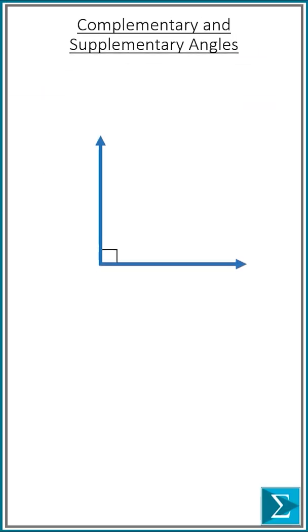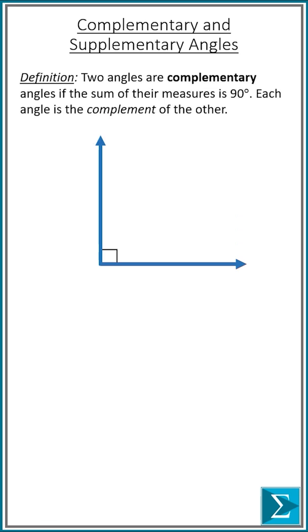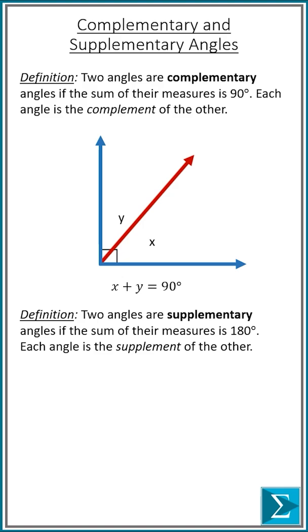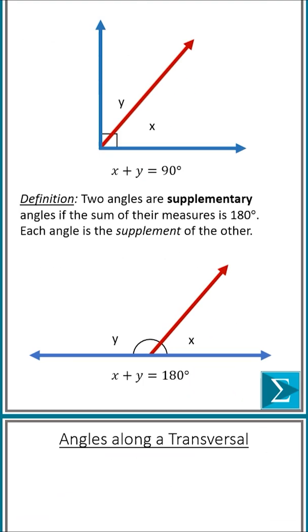Next, we'll take a look at complementary and supplementary angles. Complementary angles are those which their sum adds up to 90 degrees. We say that each angle is a complement of the other. On the other hand, supplementary angles are those which have a sum of measure 180 degrees. In this case, we'll say that each angle is a supplement of the other.